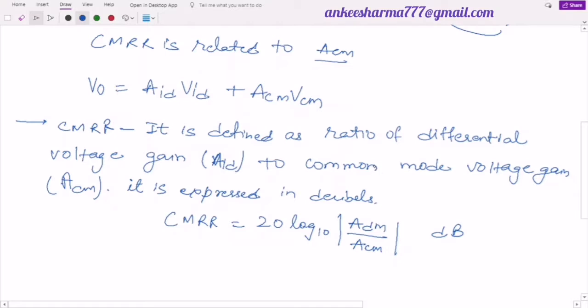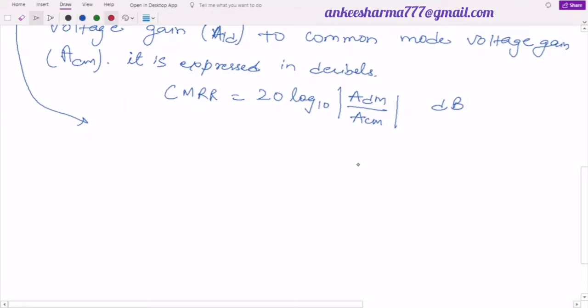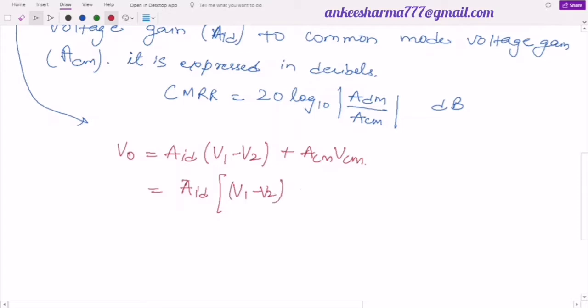Now if I make use of my V0, V0 can be written as AID into VID. What is VID? It is the difference of the two input voltages V1 minus V2, plus ACM into VCM. So I can write it as AID, I will take common outside the bracket. Inside the bracket I am left with V1 minus V2 plus ACM upon AID, the differential mode gain.